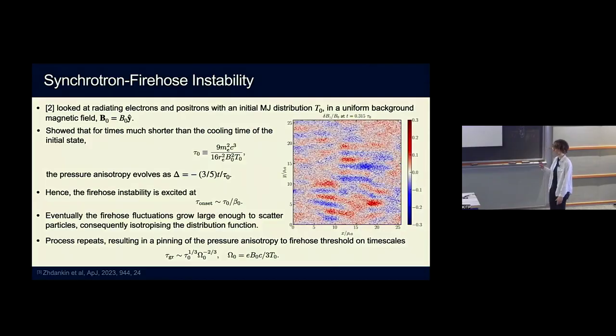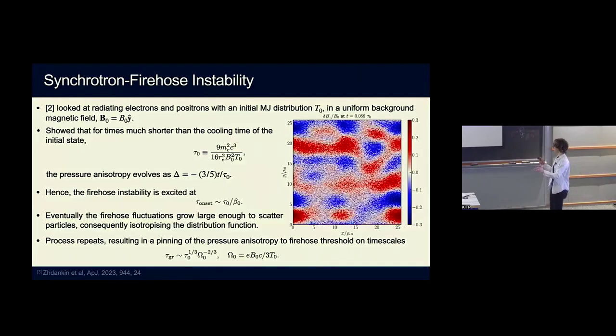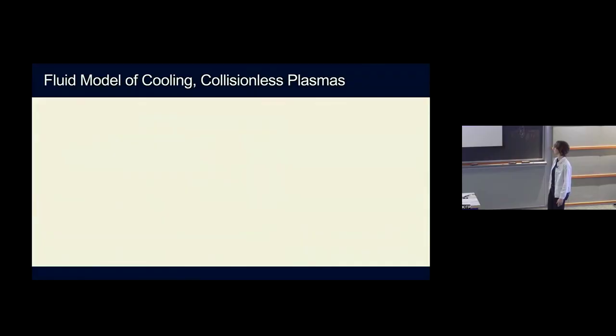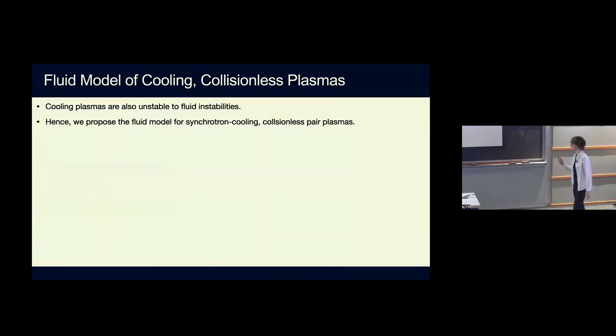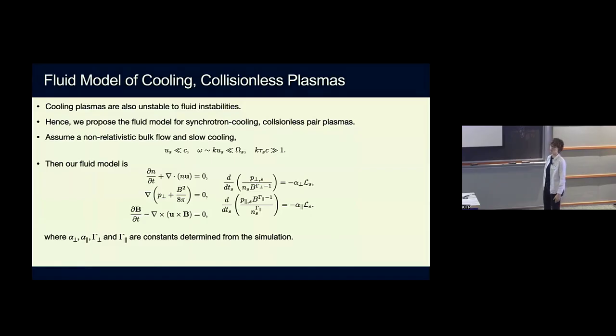But of course, the whole reason why I made a point of integrating this Maxwell-Jüttner and finding the decrease of pressure due to the cooling, ignoring the anisotropy, is because synchrotron cooling plasmas are also unstable to fluid instabilities. So if we take a very simple model of cooling collisionless pair plasmas, again, make our lives really easy, so just make them relativistically hot. We take our bulk flow to be non-relativistic, we make our plasma highly magnetized, and then we take our cooling to be very slow.